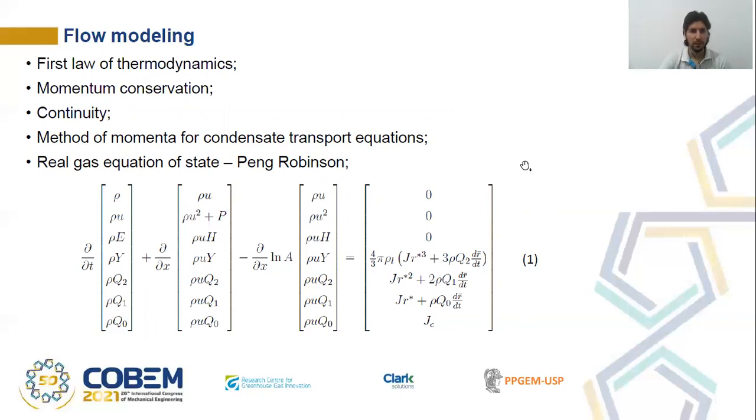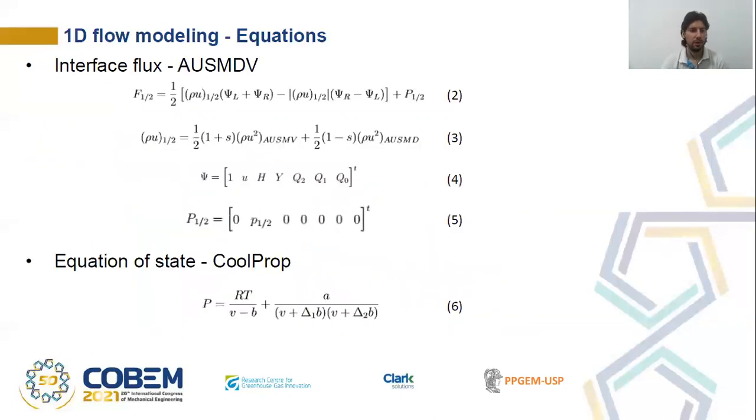After that, to close our equations, we applied the real gas equation of state in our model. In order to solve the system of partial differential equations, we applied the numerical scheme AUSM+-up, which calculates the interface flux term of the solution. This term is calculated using equations 2 to 5. We also implemented the package CoolProp, which solved the equation of state, equation 6.